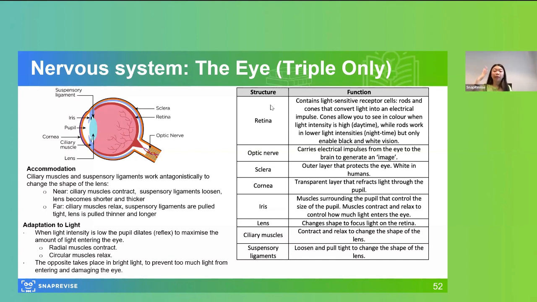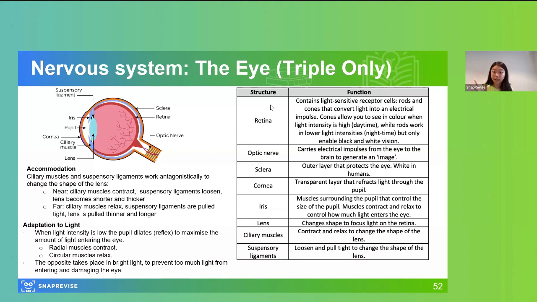When you're in very, very bright light, your pupil, so basically the hole that allows light into your eye, is going to want to go smaller, constrict. It's going to want to go smaller because you don't want to damage the eye. Too much light in the eye is going to damage it, yeah? So they're going to constrict the pupil. When they constrict the pupil, less light is going in. And how they do this is by relaxing the radial muscles and contracting the circular muscles.